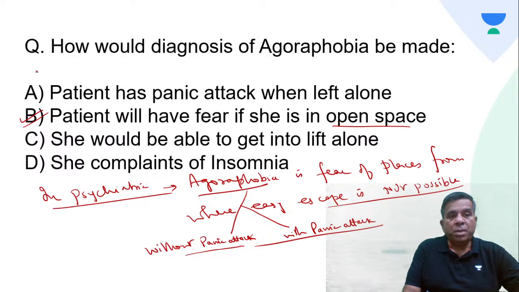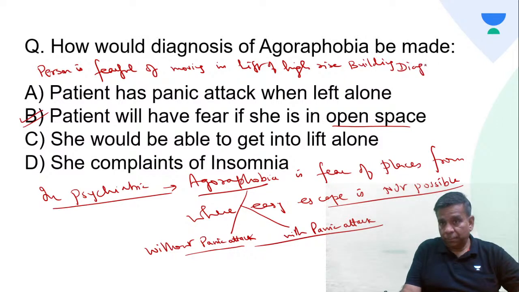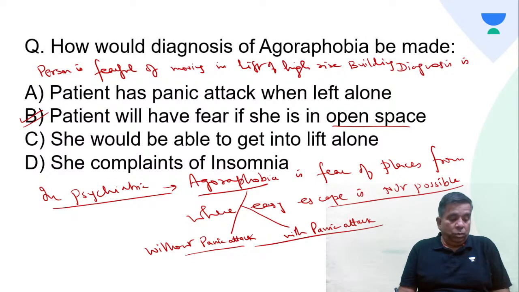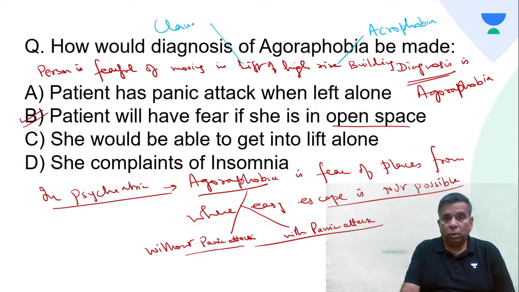So even if I ask you that a person is fearful of moving in a lift of a high rise building, the diagnosis is, so we know that a lift is a small place, it is a closed place, so we have to have claustrophobia. And high rise is acrophobia in English language. But as per psychiatry, the diagnosis is agoraphobia. As per English, one is acrophobia, the fear of heights. The other is claustrophobia.